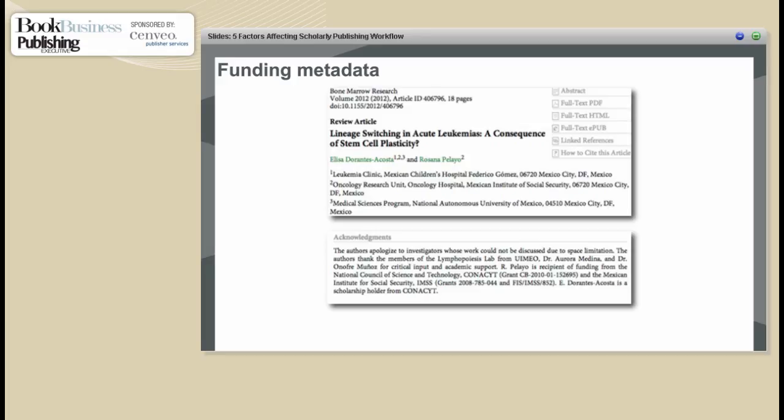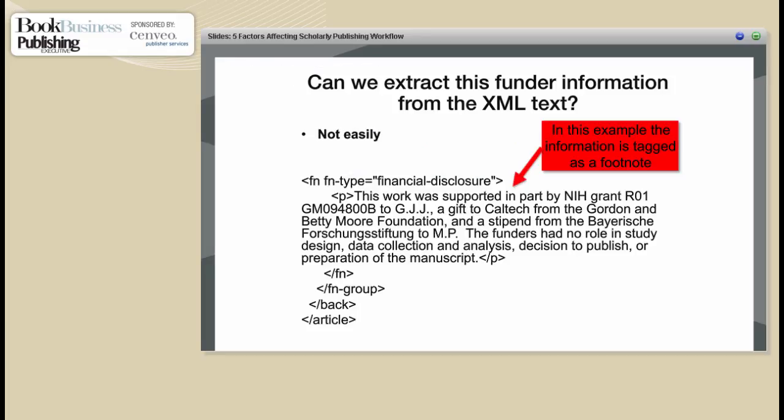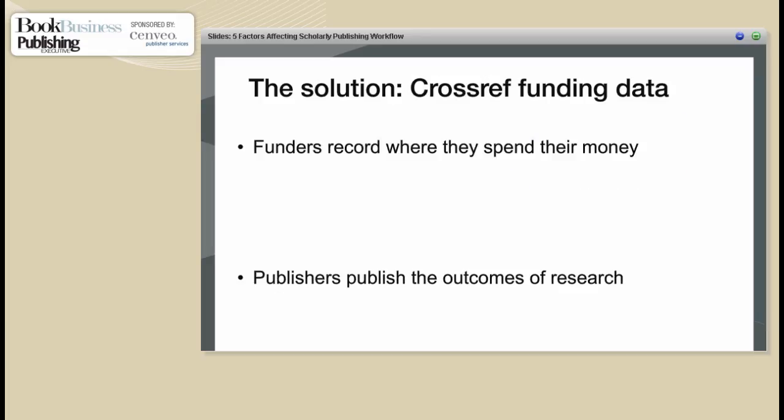Even if the XML that the article is tagged up in has some breakdown of composition for the acknowledgement, here you see the acknowledgement simply tagged in a paragraph tag. Well, that's nice, but not terribly helpful from an automation point of view. And so we need to get a connection between the funders and the publishers, and that's what Crossref funding data is all about.